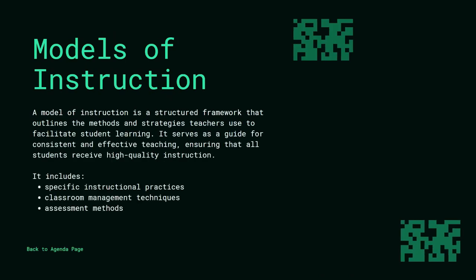Task 1A talks about models of instruction. Now, a model of instruction is a structured framework that outlines the methods and strategies teachers use to facilitate student learning. It serves as a guide for consistent and effective teaching, ensuring that all students receive high-quality instruction, no matter which school or classroom they're in. This is usually a larger framework provided by your district. It should include specific instructional practices, classroom management techniques, and assessment methods. This is not something like the gradual release model, which is a great instructional practice, but not necessarily a model that guides your entire district and thinking.